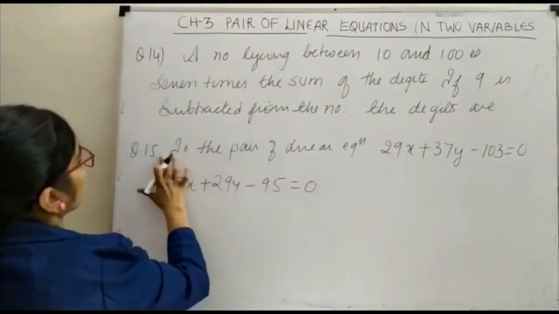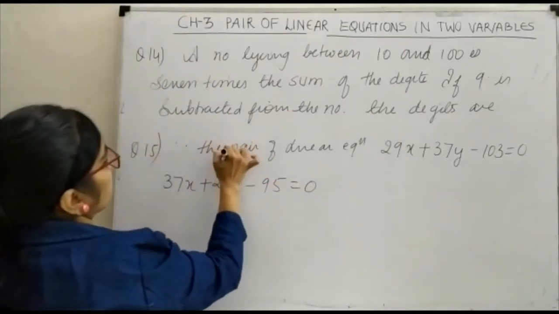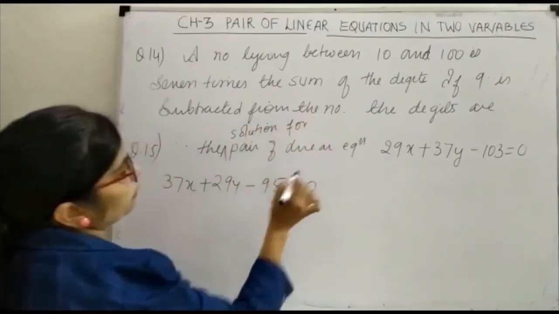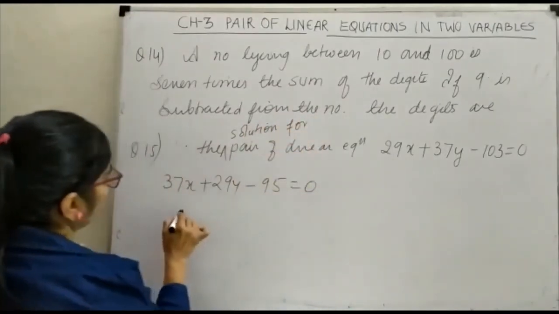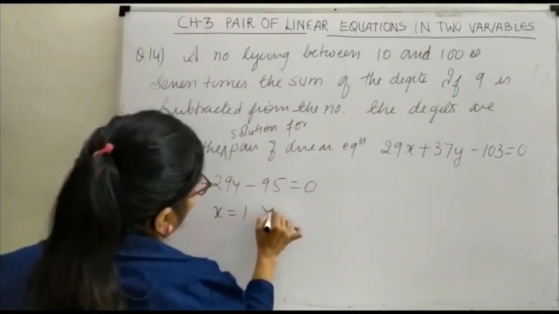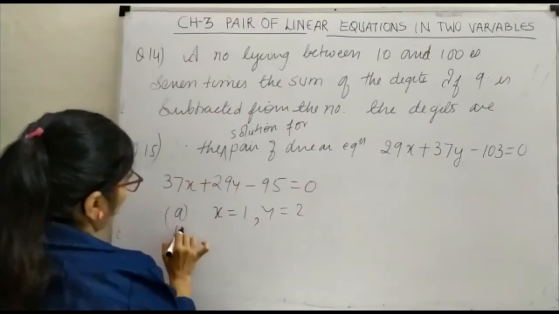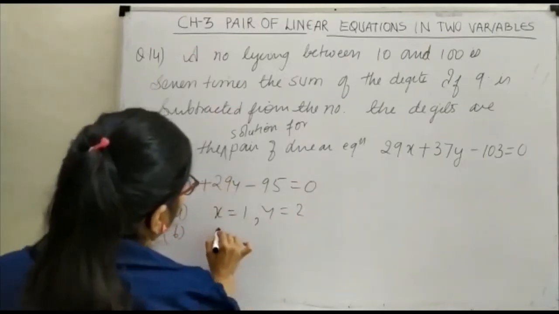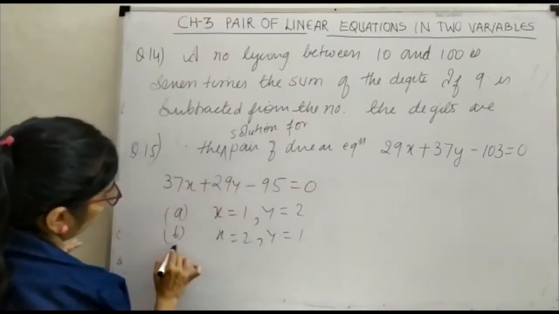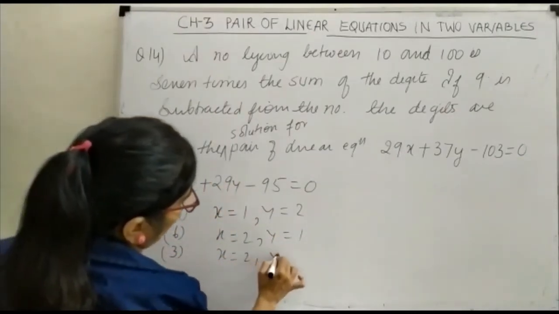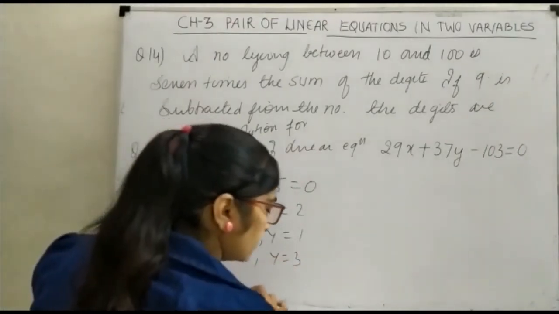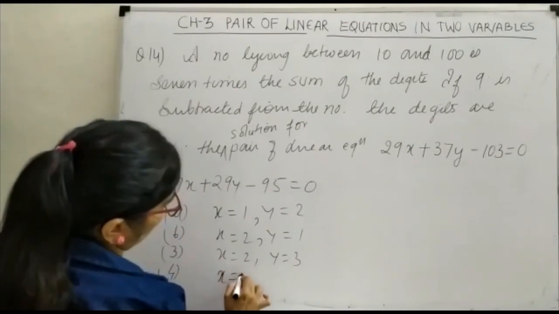Right? They are asking you in this question the solution for the pair of linear equations. The first option is x is equal to 1, y is equal to 2. Your second is x is equal to 2, y is equal to 1. The third is x is equal to 2, y is equal to 3, and your fourth is x is equal to 3, y is equal to 2.